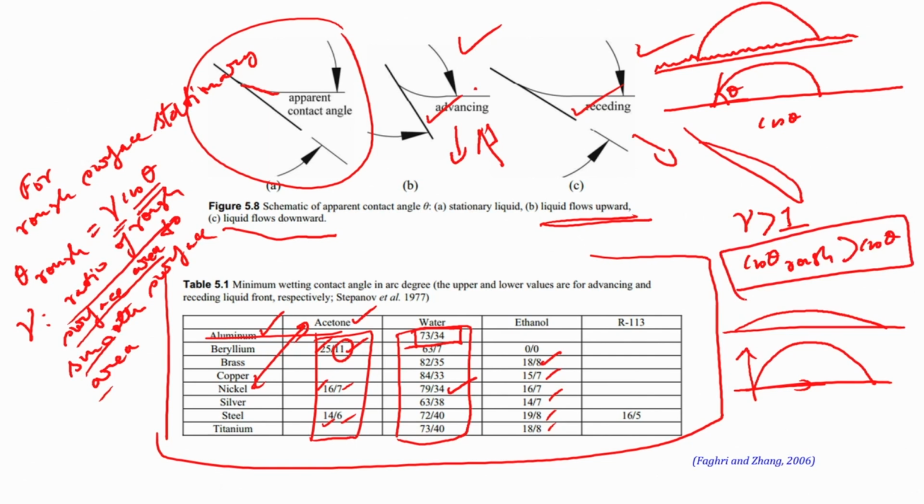Okay. So, cos theta rough will be greater than cos theta, which would imply that for a rough surface, the cosine component of the contact angle is always more than what you expect on a smooth surface, right. So, this is one of the key relations.